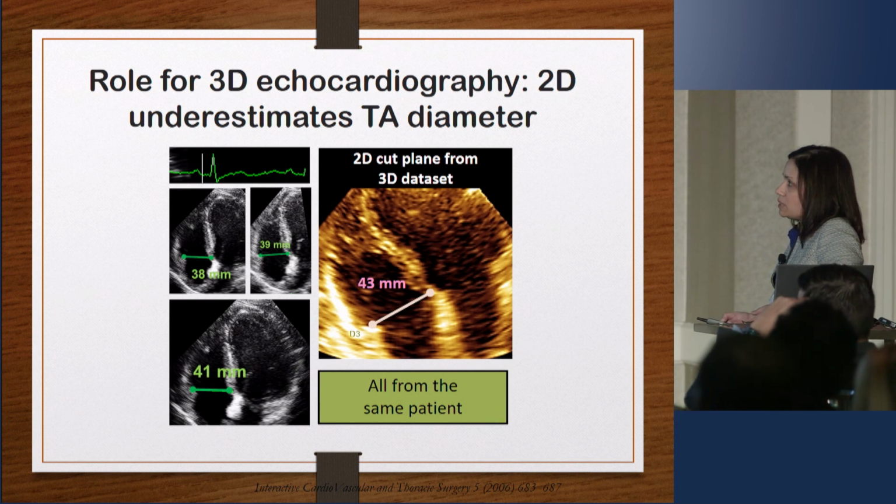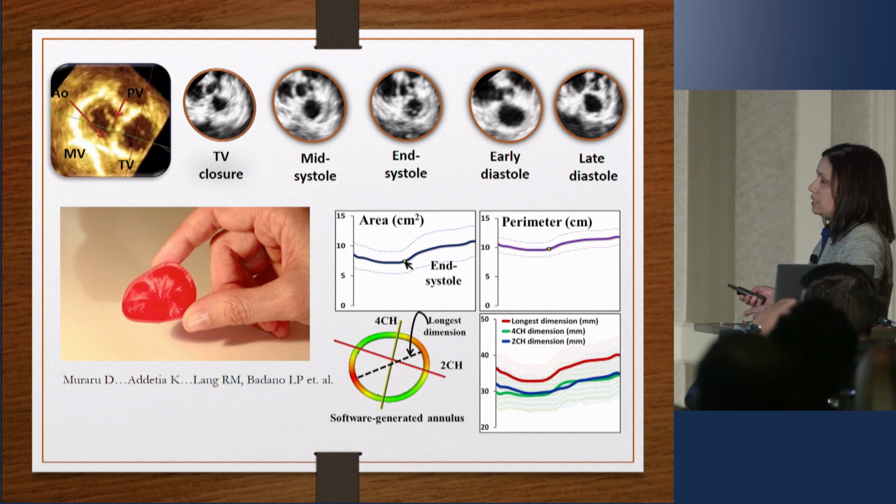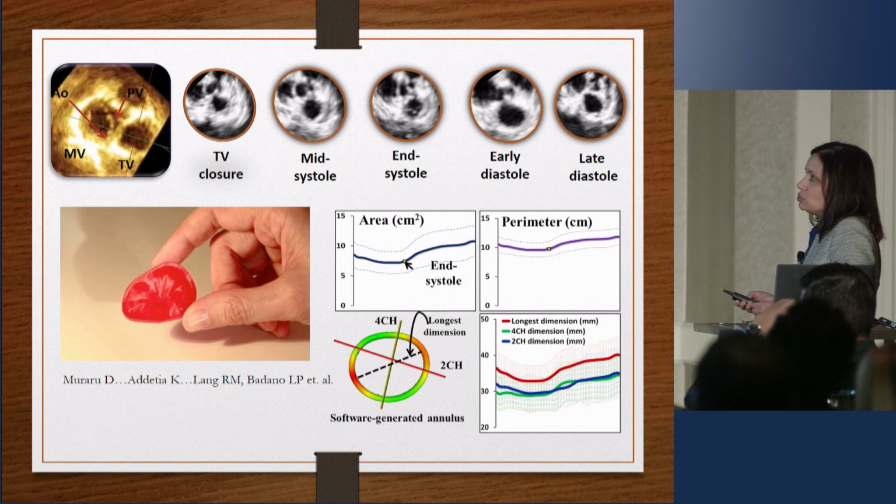This is all from the same patient. You can see that when you use 3D echocardiography, the tricuspid annular dimension is 43 millimeters, whereas with 2D, we obtained smaller measurements. So then the question becomes whether we should be doing research to look at whether 3D echocardiography should be the ideal way to measure these annuli.